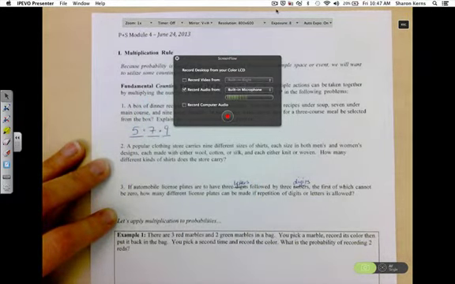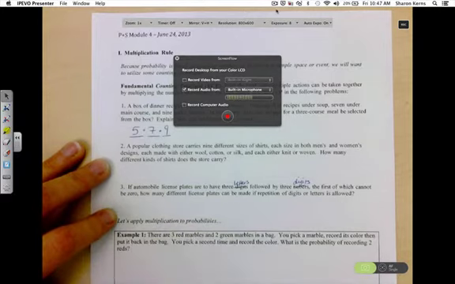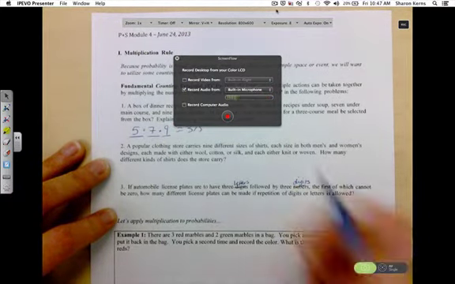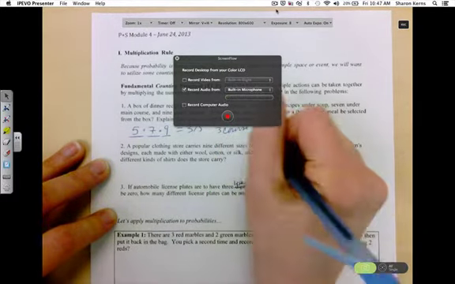So to do this problem, we would do 5 times 7 times 9, which I get 315. So there are 315 3-course meals here.